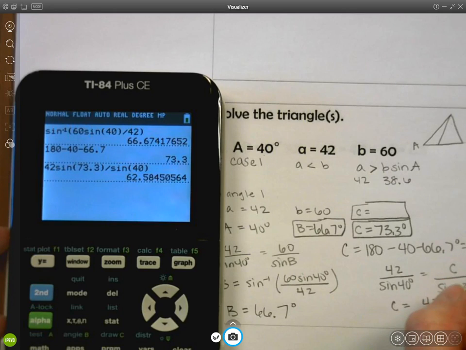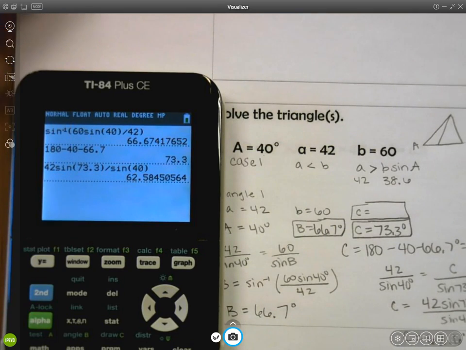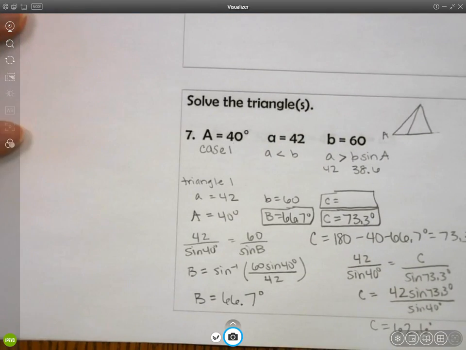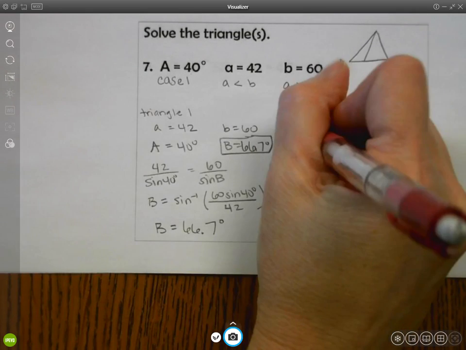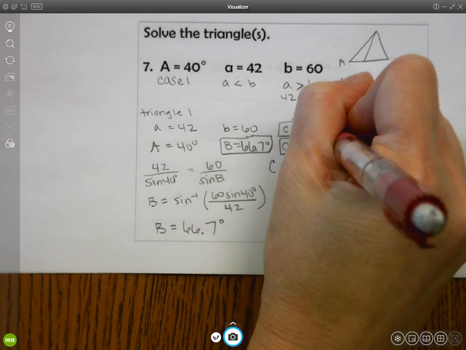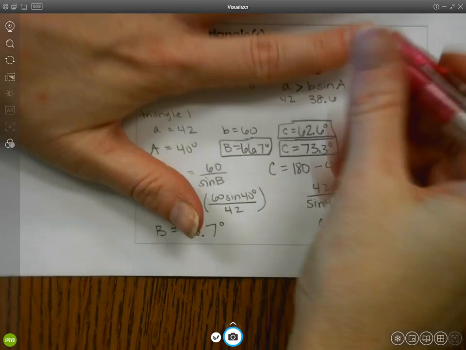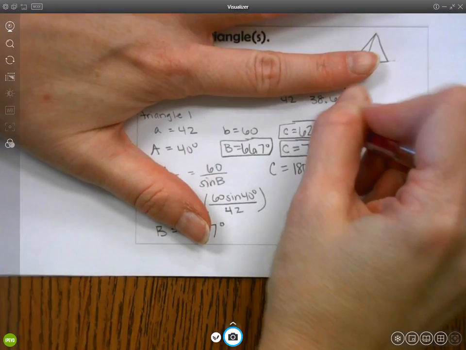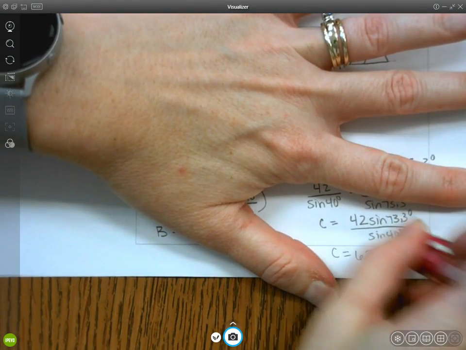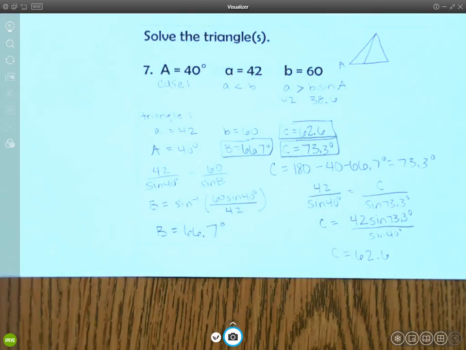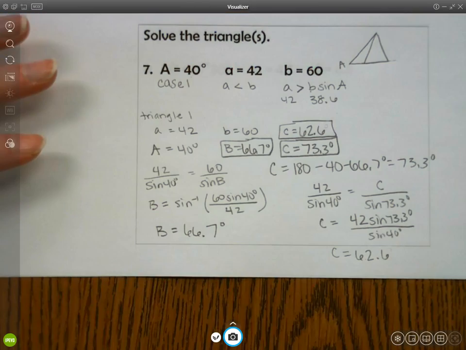And we get 62.6. There's a glare on the calculator, so if I say something wrong, I apologize. I also apologize that you can see half of what I just wrote. All right, so we get 62.6. That's not in degrees, sorry, that's what's happening. I wrote it here too. What a good call. Okay, so that is triangle 1.